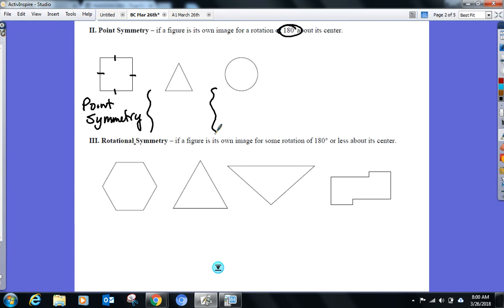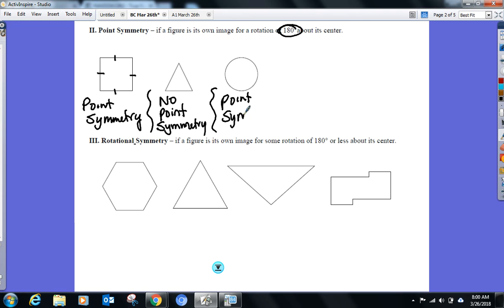What about this triangle here? It doesn't matter if it's equilateral or not. Turn it upside down. Is it the same triangle I started with? No, so this does not have point symmetry. It has to be, turn it 180 degrees, rotate it 180 degrees, and you get the same figure as the original. Are we okay on why the triangle is not working? And then what about the circle? Obviously, yes.